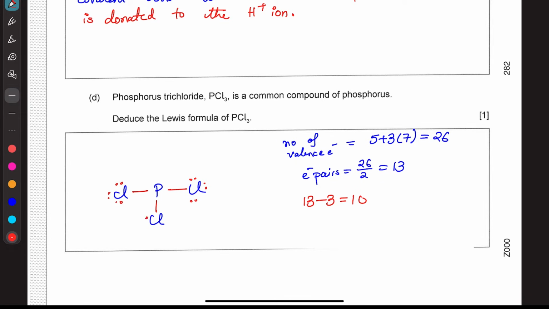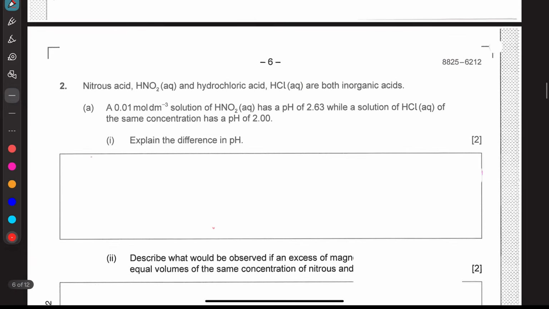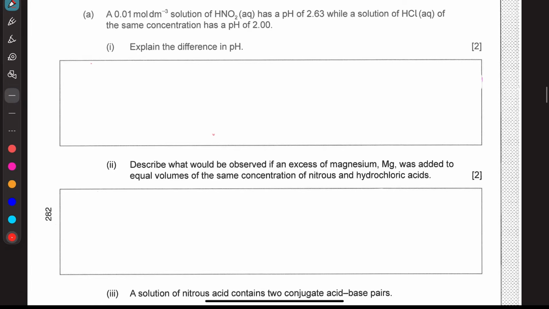So 9 electron pairs will go away. 1 is left. You see, the octet of phosphorus is not complete. It has 6 electrons and requires 2 more. Just place the last electron pair here. This is the Lewis formula of PCl3. Next question.